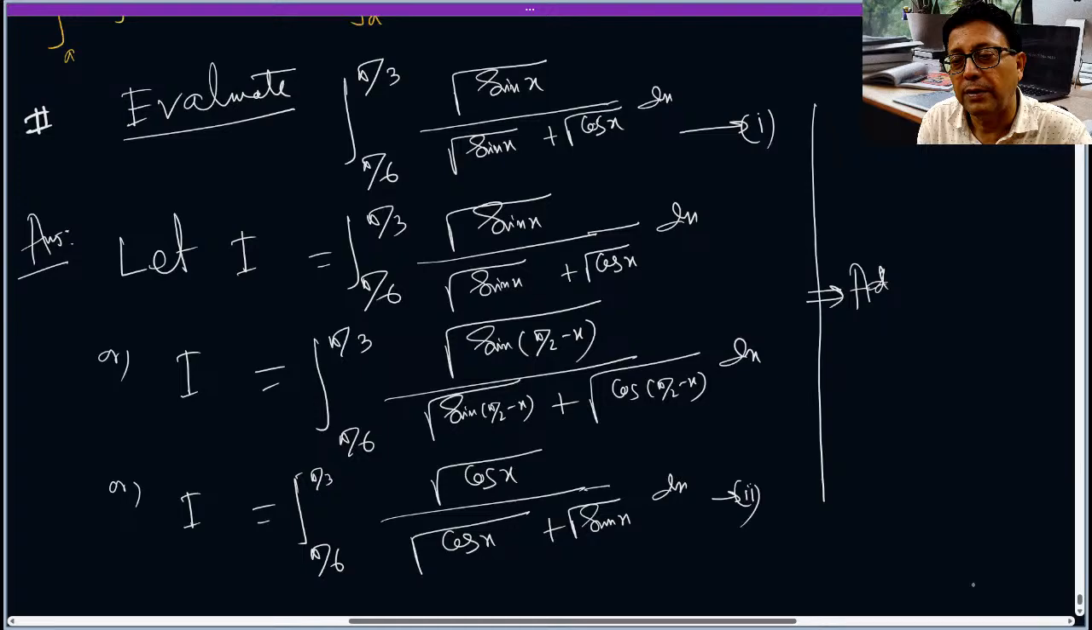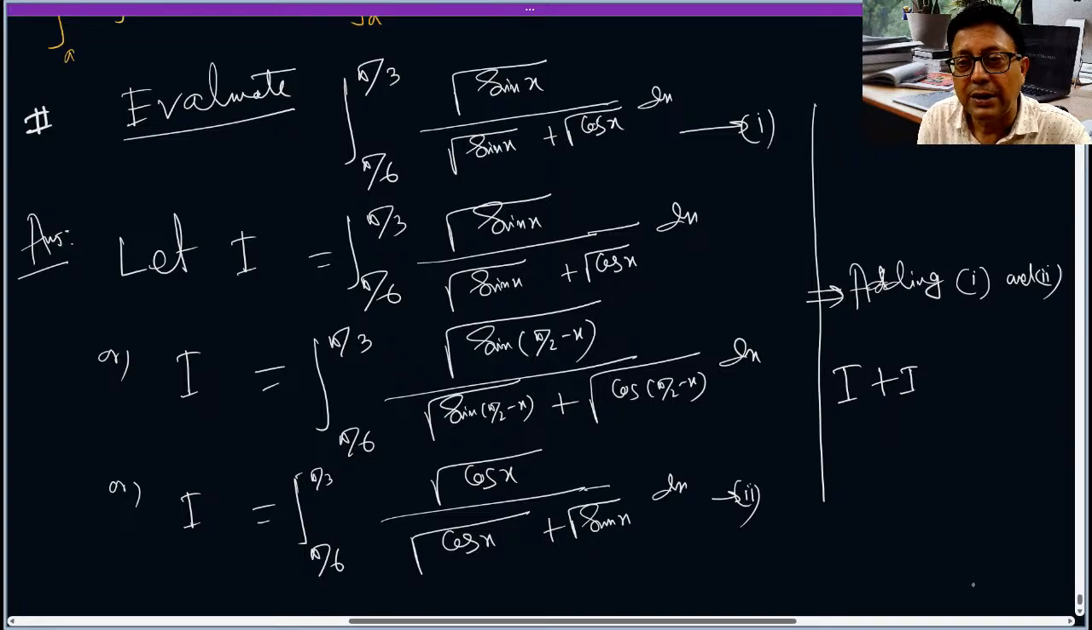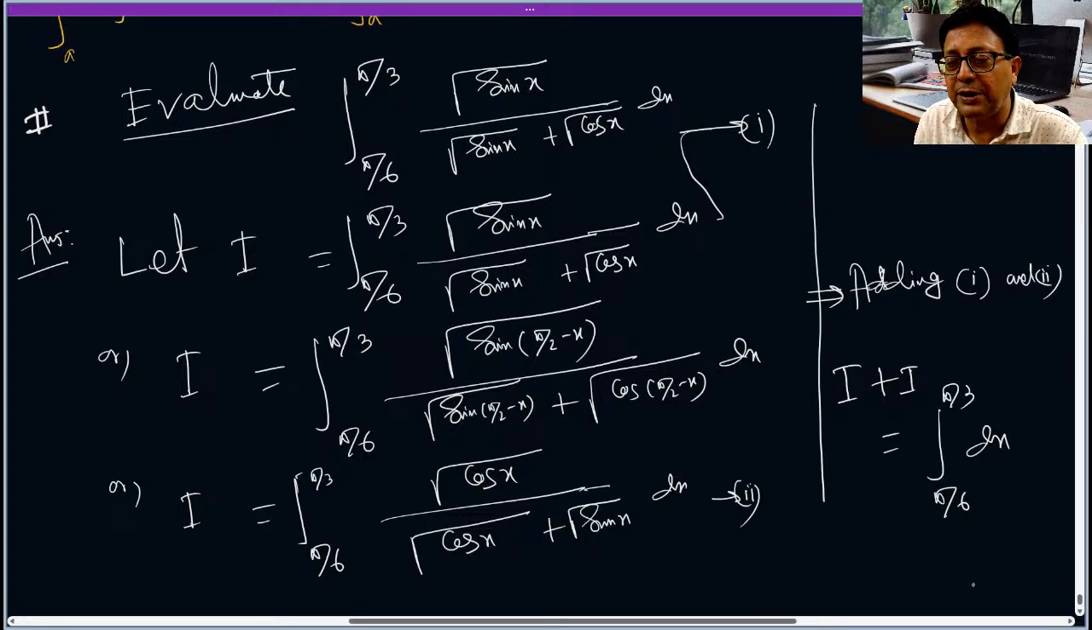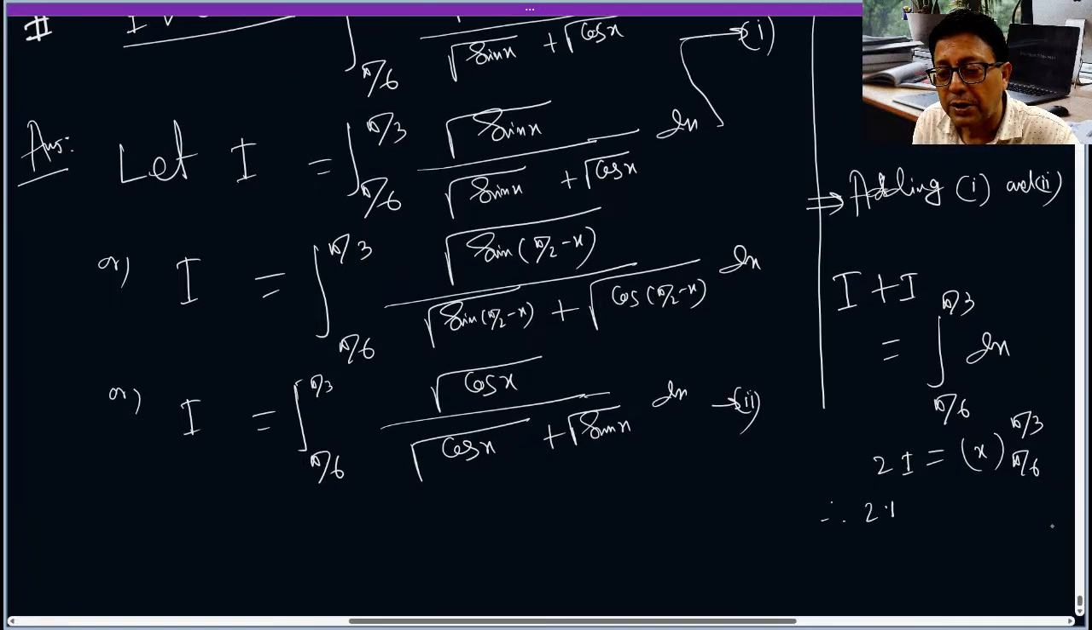Adding 1 and 2, I plus I, actually this is 1, no, we have assumed. So your denominator is the same, the numerator will be added, again we get dx, from pi by 6 to pi by 3. So 2I equal to how much? Pi by 3 minus pi by 6, that is pi by 6.